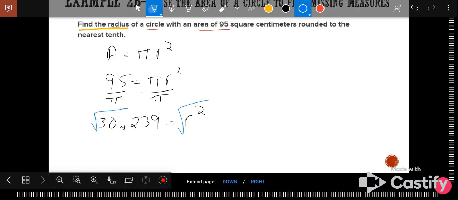And so here we get the radius is, and when it's rounded to the nearest tenth, we're going to say it's about 5.5 centimeters.